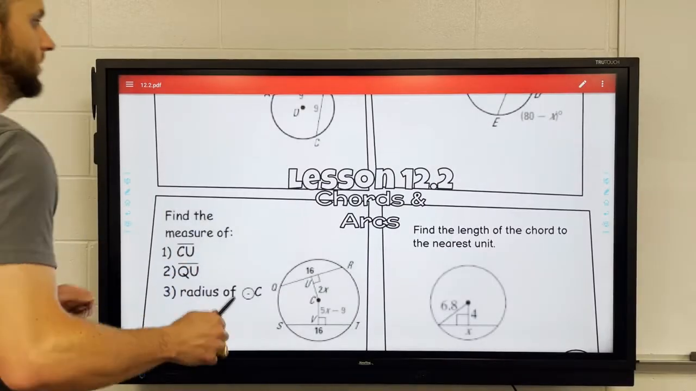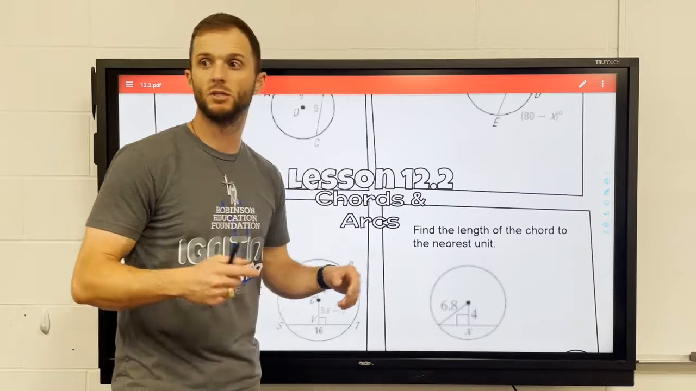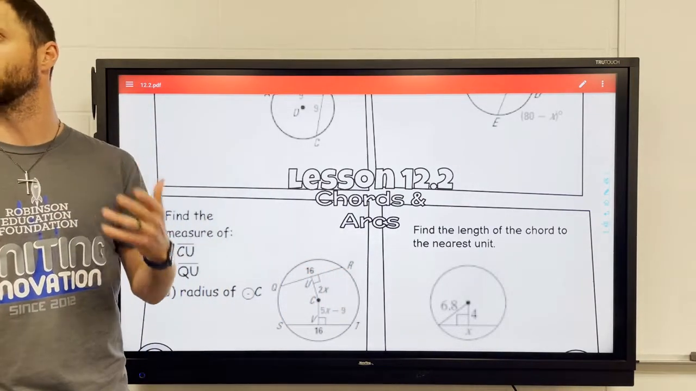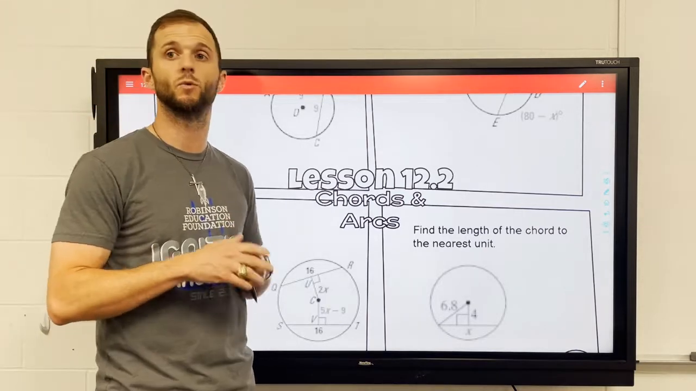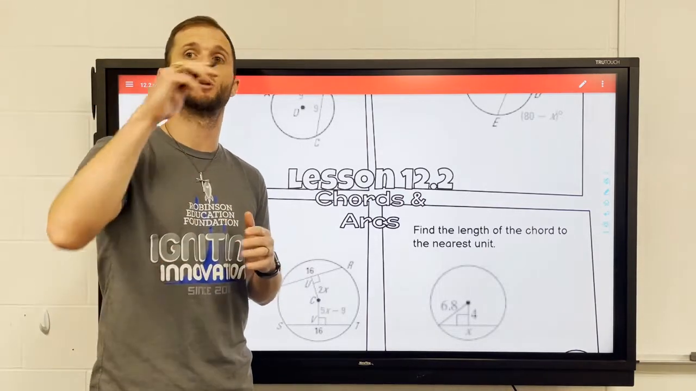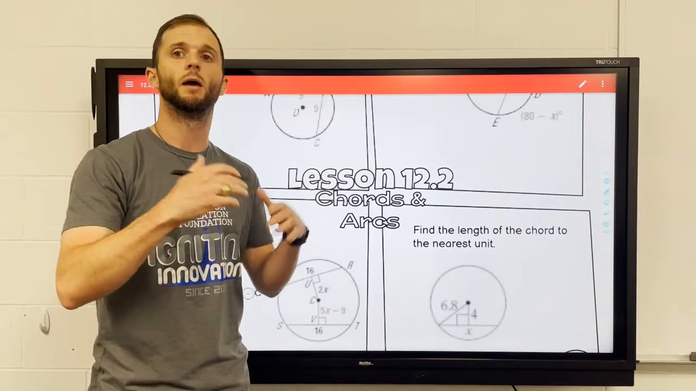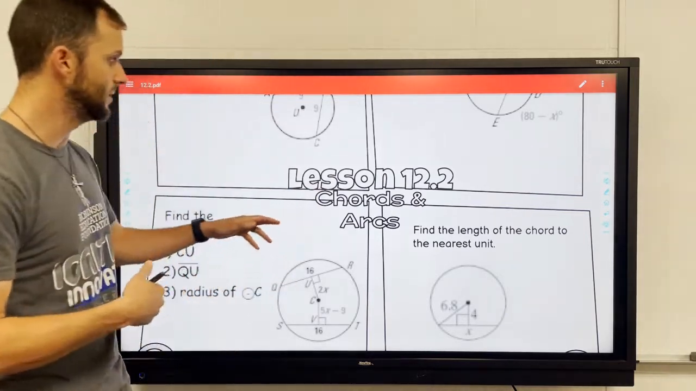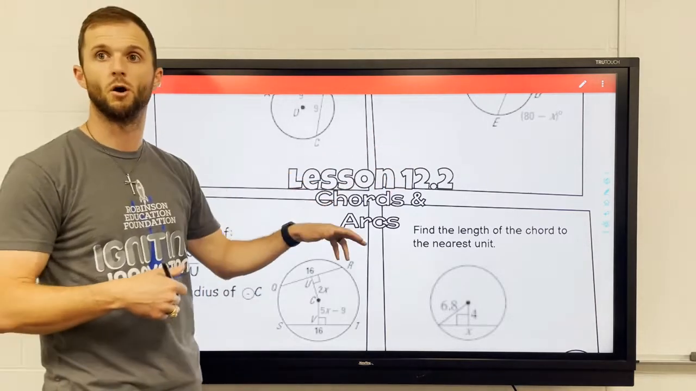Okay, so today we're doing lesson 12.2, which has to deal with something called chords and arcs, okay? If you've watched 12.1 already, we've started with circles. You should have already learned what an arc is and what a central angle is. So today we're going to be delving into chords and arcs.